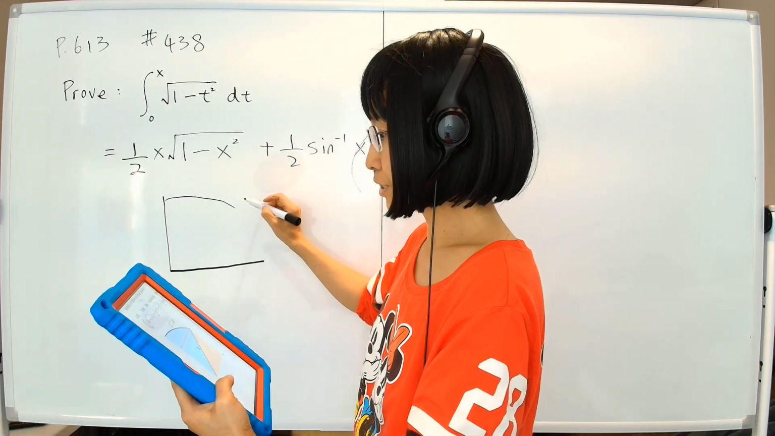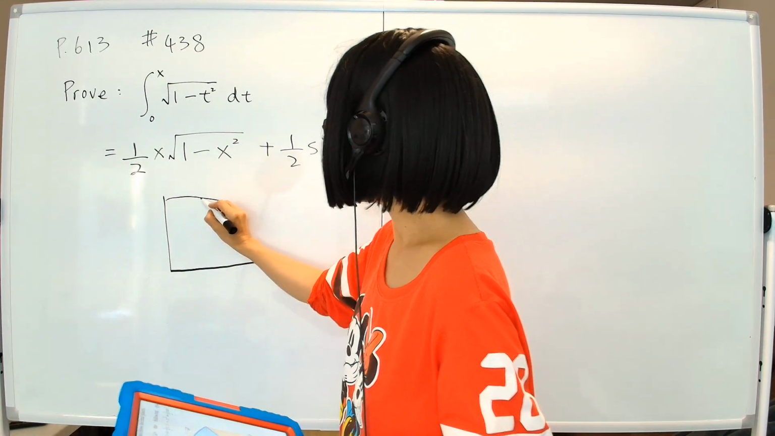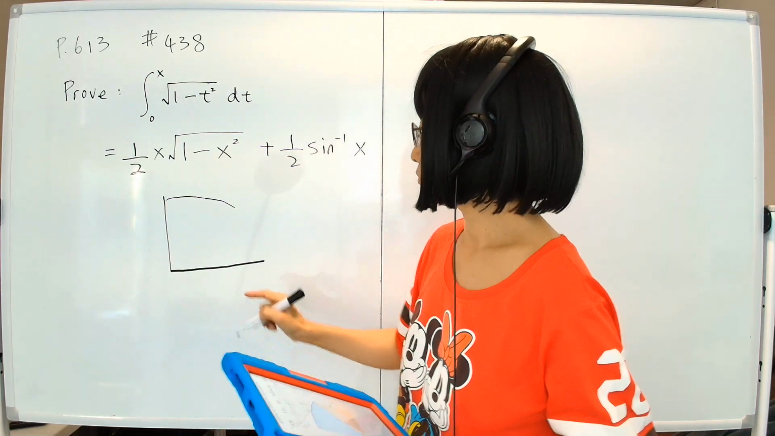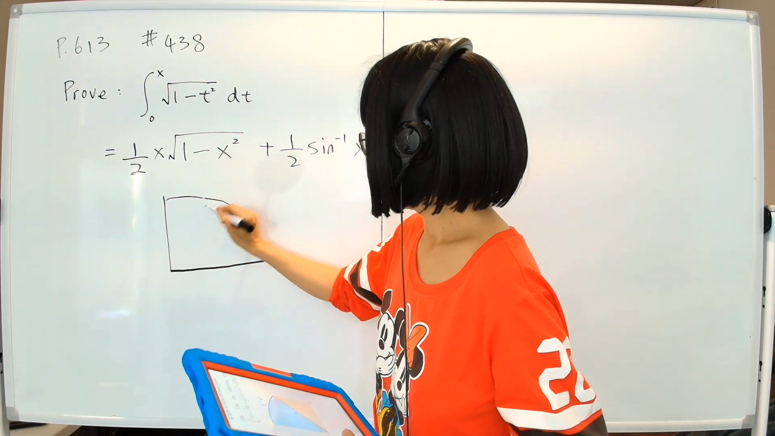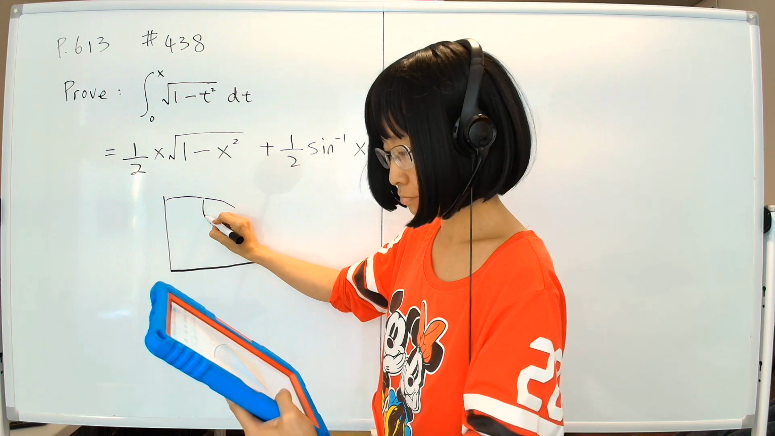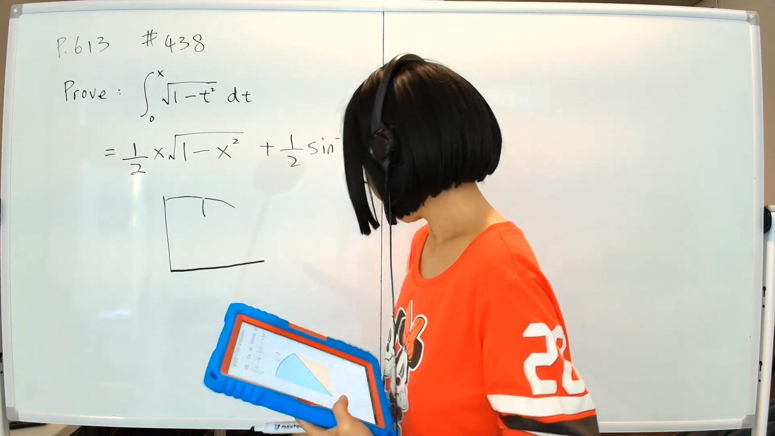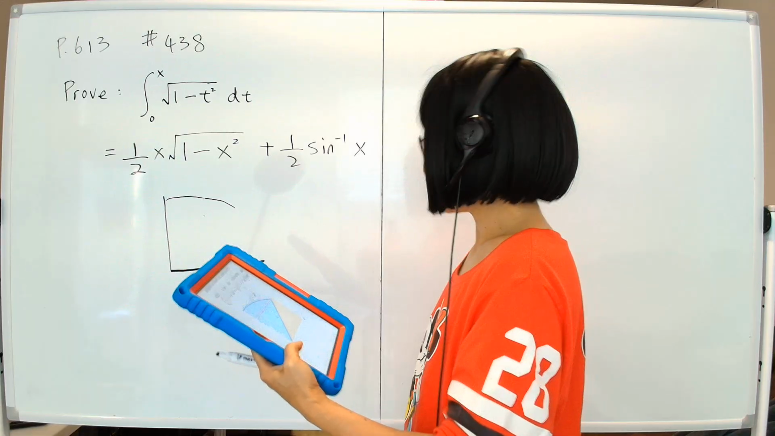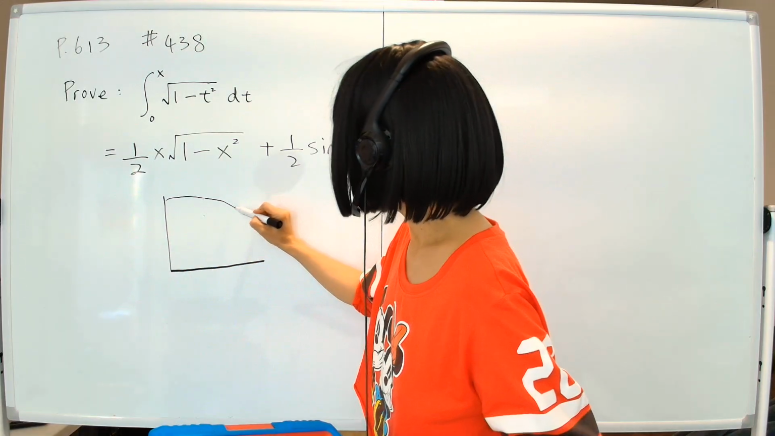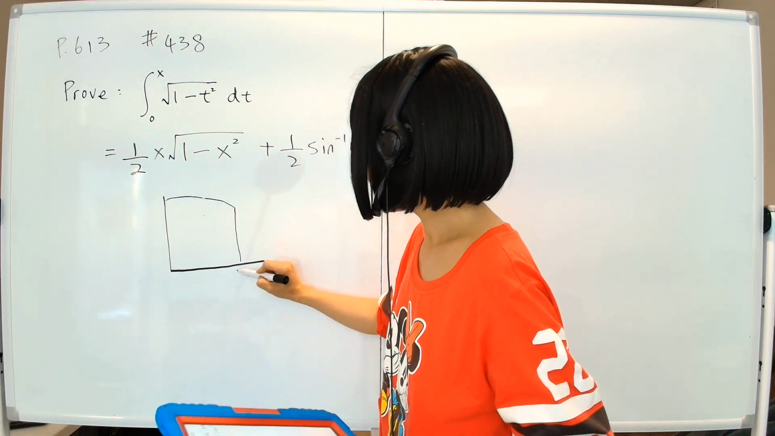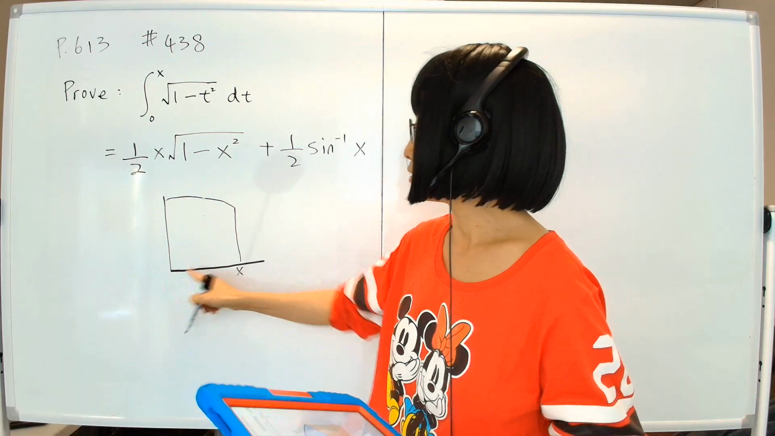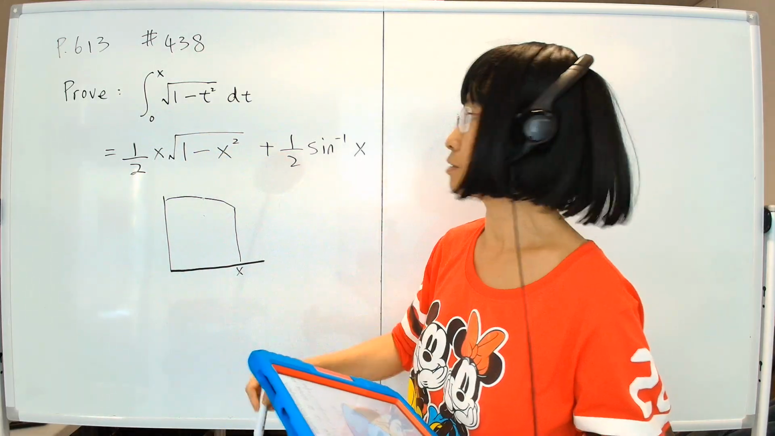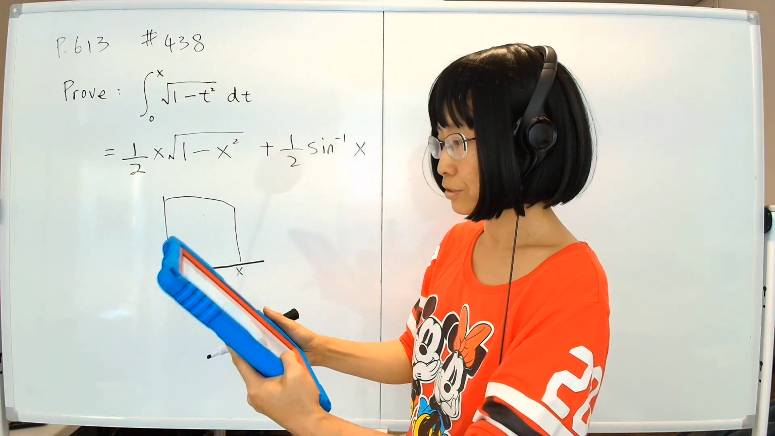And the equation here: any point on here is going to be, we will stop right here and draw a line down. Okay, this point is x. We're going to integrate from 0 to x of the part of the circle that is the square root of 1 minus t squared.